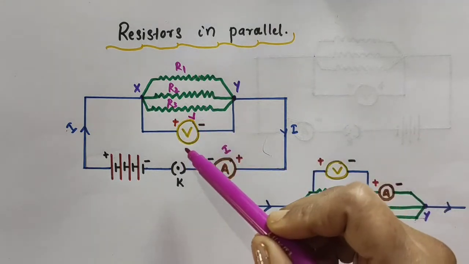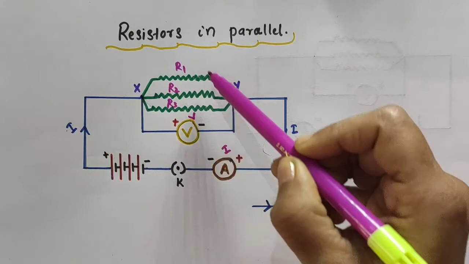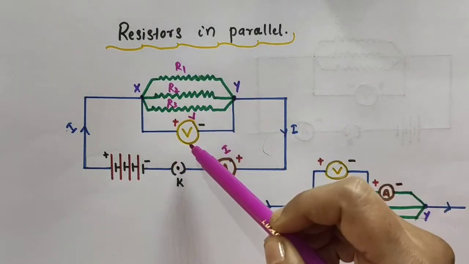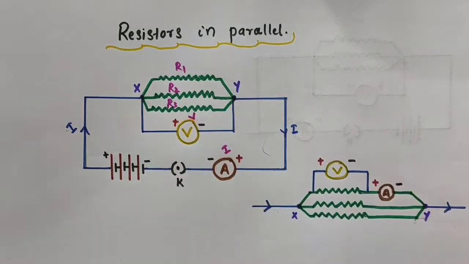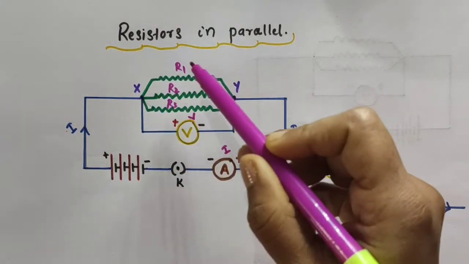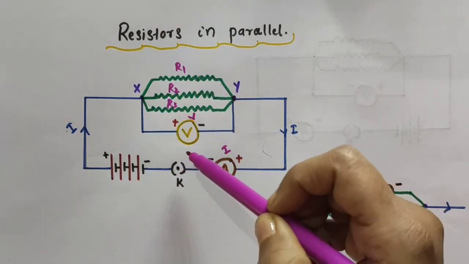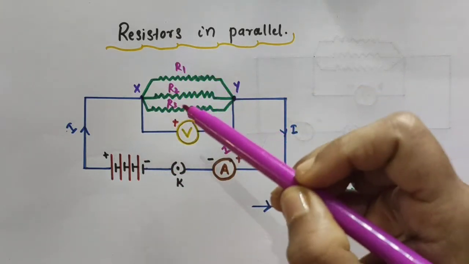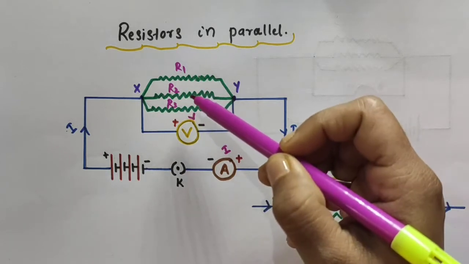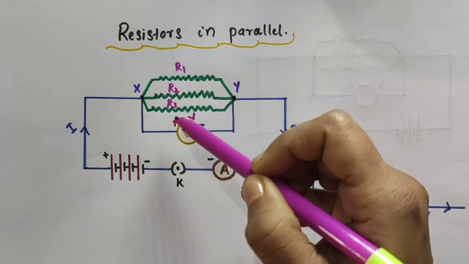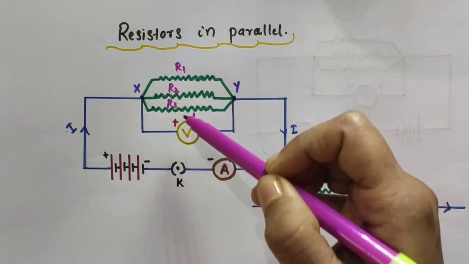The potential difference across the parallel combination of these three resistors is the same as the potential difference across each resistor. That is, if the potential difference across the combination of these three resistors is V, then the potential difference across the first resistor is also V. Then what about the second resistor? That also will be equal to V, and the potential difference across the third resistor will also be equal to V.